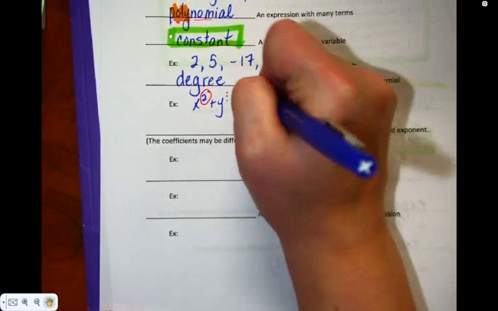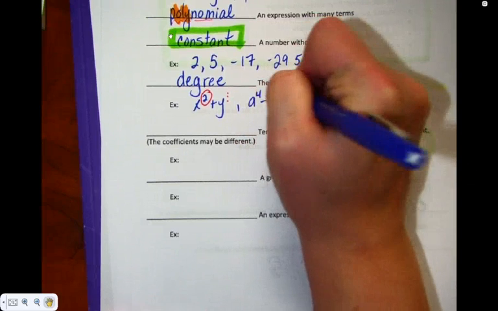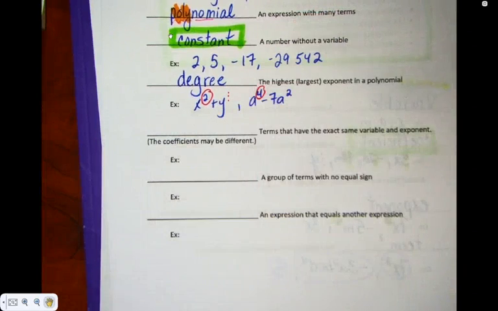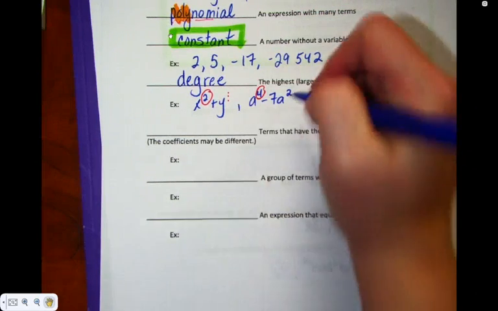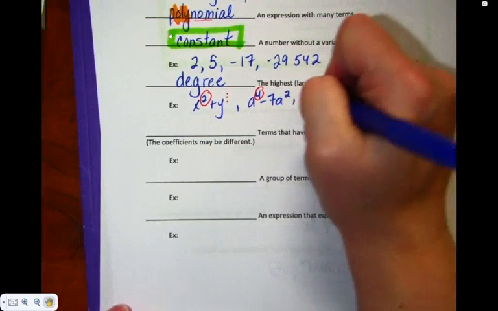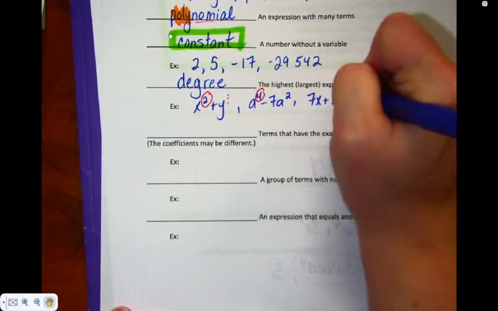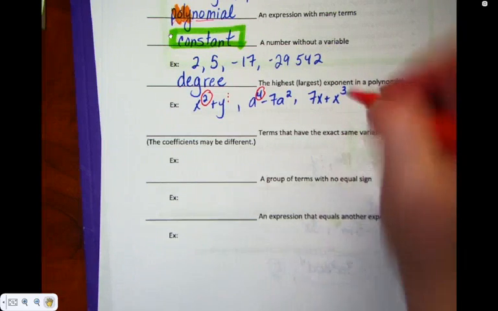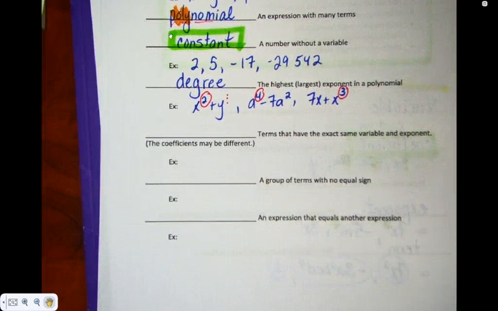If I gave you a to the 4th minus 7a squared, which is bigger, 4 or 2? So this is called a 4th degree polynomial. If I gave you 7x plus x cubed, what's the biggest exponent? So that's called a 3rd degree polynomial. So it's just how we name the polynomials is by their largest exponent. We have to classify them somehow. That's how we do it.